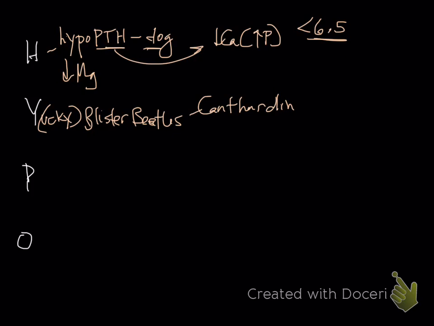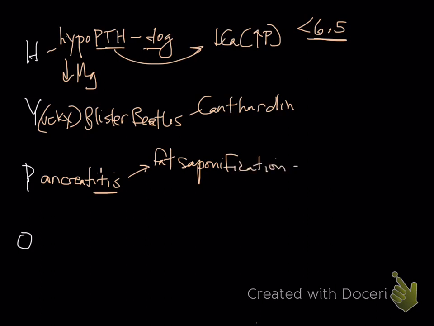We're not going to go into blister beetles very much. Something that we see commonly in small animal medicine, well, relatively, is pancreatitis. And pancreatitis, of course, is an inflammation of the pancreas. If it's severe enough, we get what is called fat saponification, along with other things. When this fat saponification happens, it essentially uses calcium to saponify the fat, and so you get a decrease in calcium.